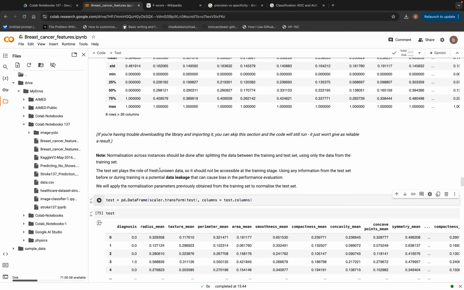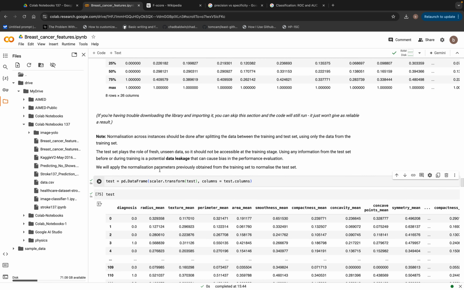This is the test data set, which we also need to scale because we'll be testing it as well later. But we want to keep them very separate. So this is now your test data set.